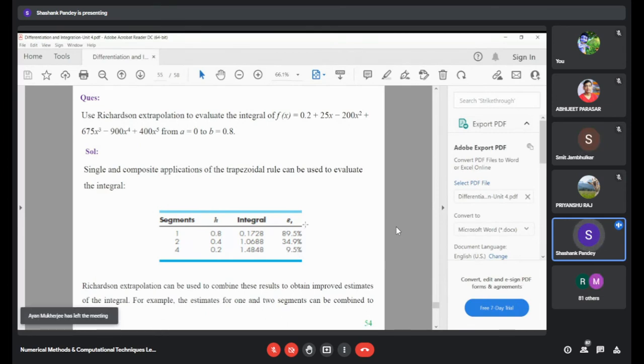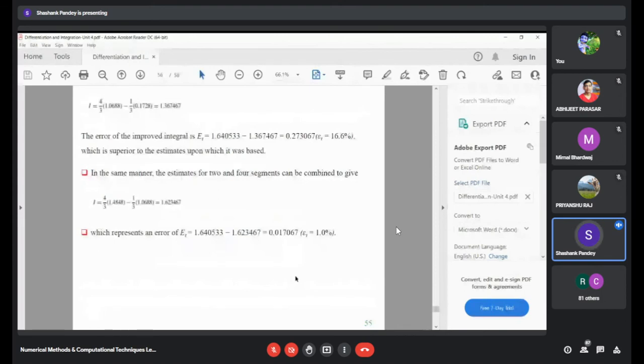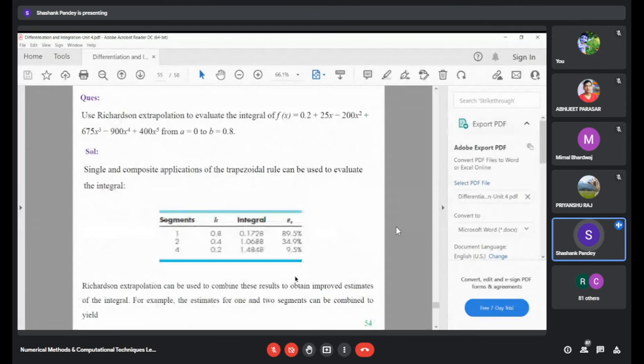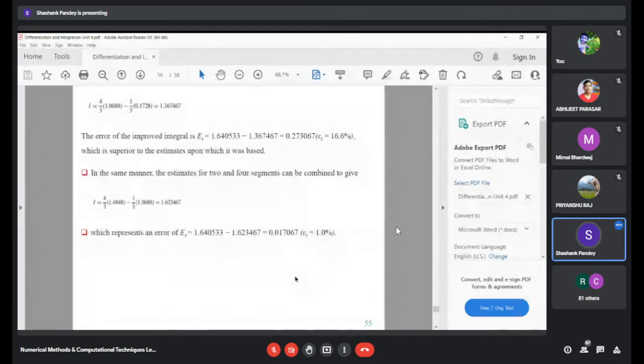Now, using this table, we wish to use Richardson extrapolation, combining these results. Written using the formula given in expression number 62, we can get the value as 1.367467, and when compared to the true value, the error is 16.6%. Similarly, if we take step sizes h4 and h2, we will get an integral value of 1.623467, and the error involved in this case is just 1%.